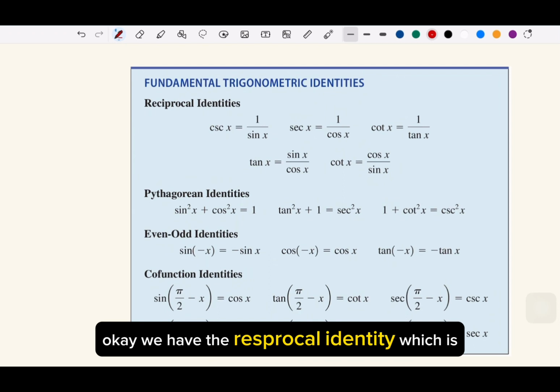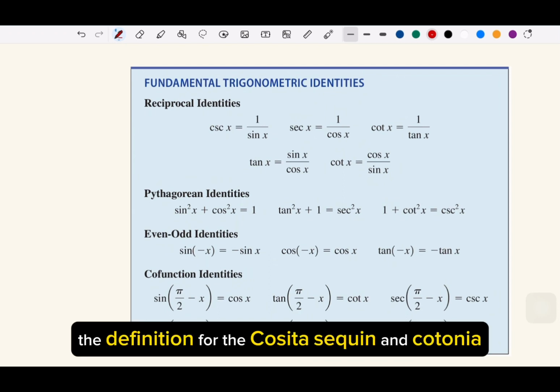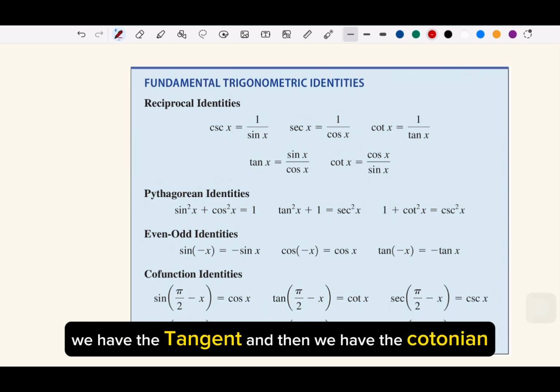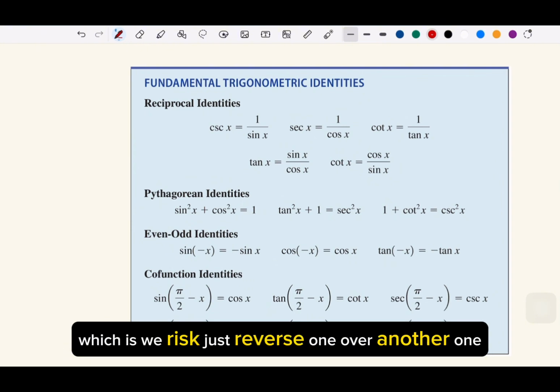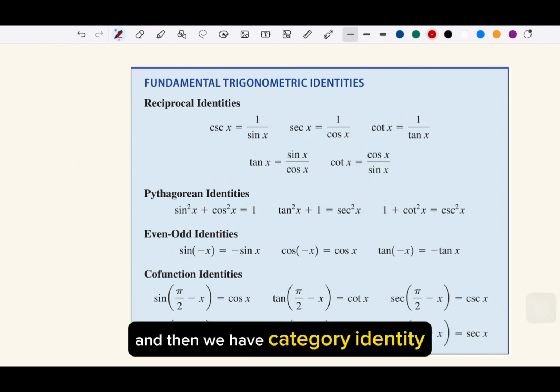Okay, we have the reciprocal identity, which is the definition for the cosecant, secant, and cotangent, which is related to the sine, cosine, and tangent. We have the tangent, and then we have the cotangent, which is just the reverse, one over the other. And then we have the Pythagorean identity.